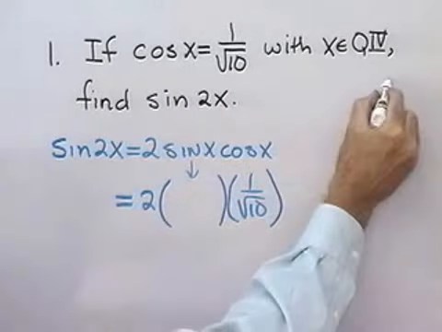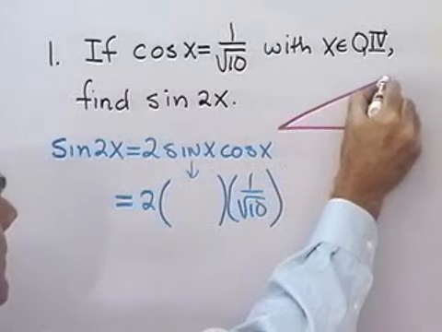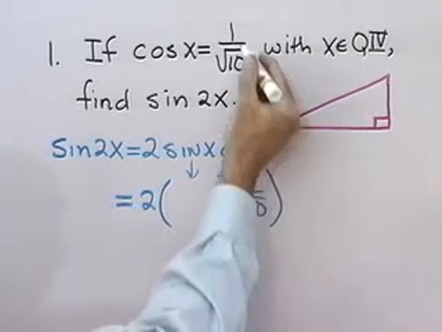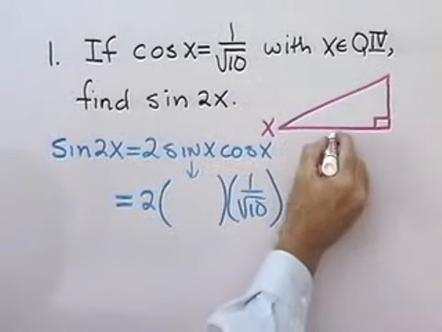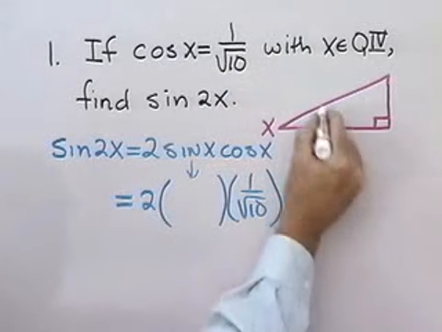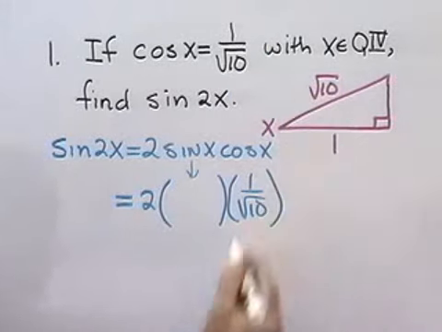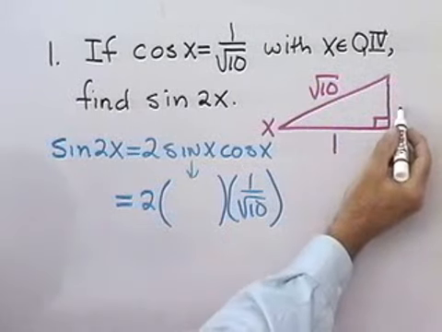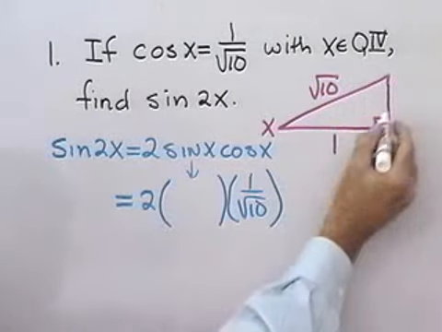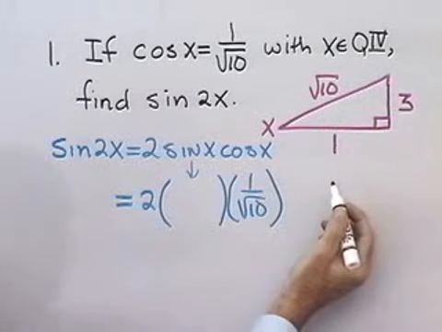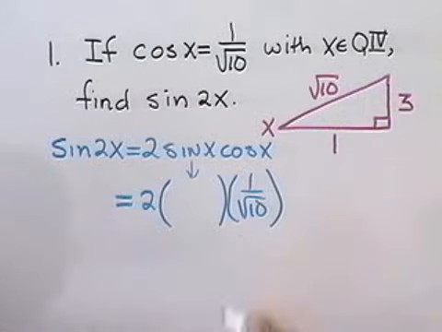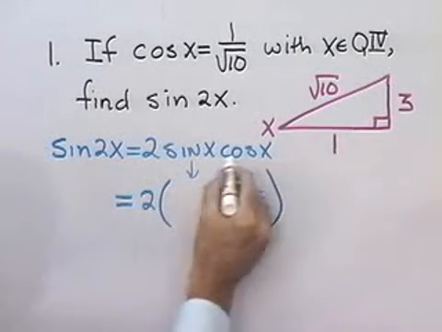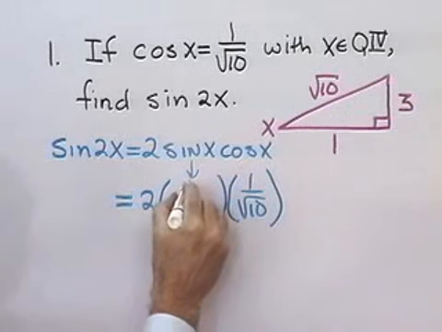Let's go up here and draw a little right triangle for reference. I'll label this as angle x. It has a cosine of 1 over square root 10. So if I label the adjacent side with 1 and the hypotenuse with square root 10, then by the Pythagorean theorem, this side is going to be the square root of this squared minus this squared, which is the square root of 10 minus 1, which is 9. Square root of 9 is 3. So that tells me that the numerical value for sine x is 3 over square root 10.